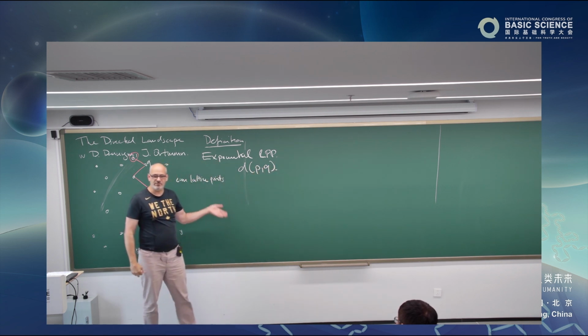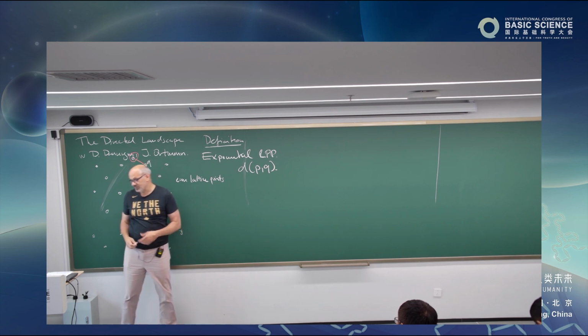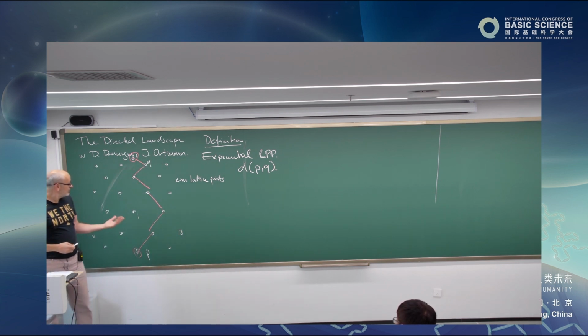Okay, so it's the maximal over paths of the sum of the weights over the path. And the length of the path is, of course, just the sum of the weights. And a geodesic is a path that actually achieves this maximum.